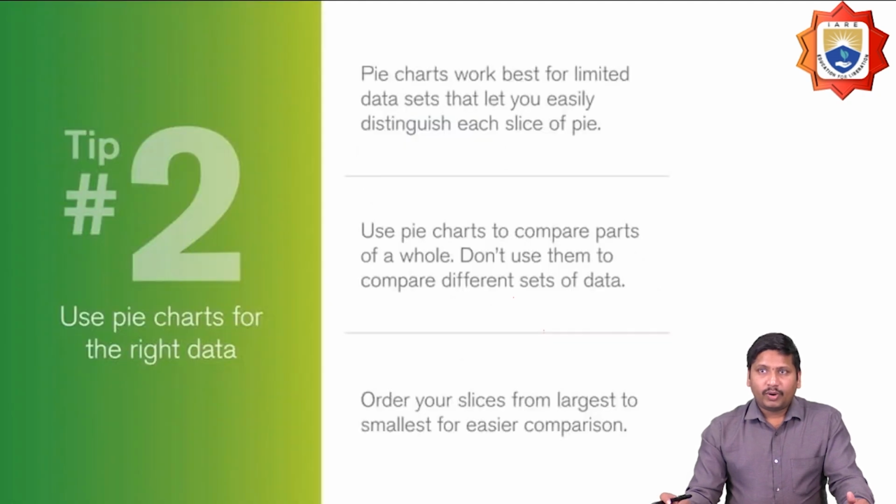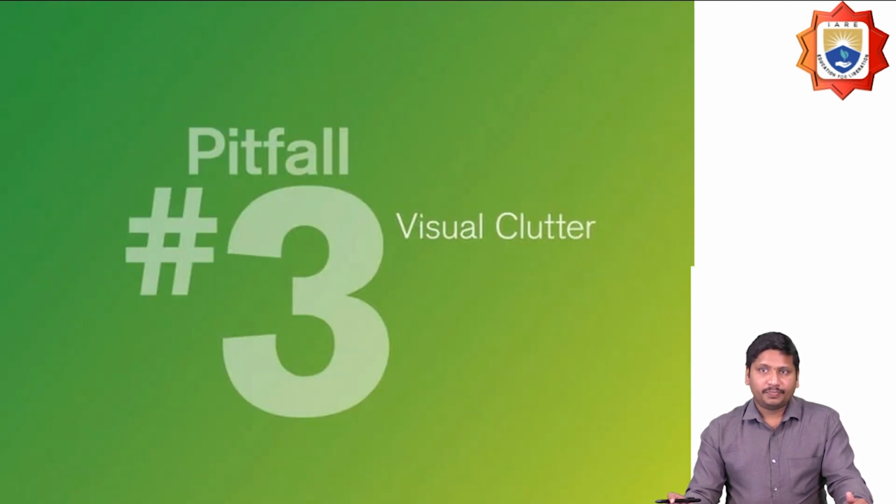So how are we going to avoid that? The pie chart works best for limited data sets, and you can compare two pie charts at a time for the whole data. That is the only way of comparing, and if I'm going to compare each and every slice, then it should be ordered largest to smallest for easy comparison.